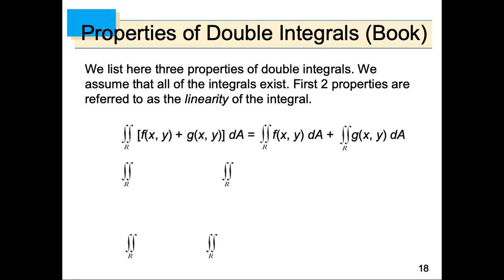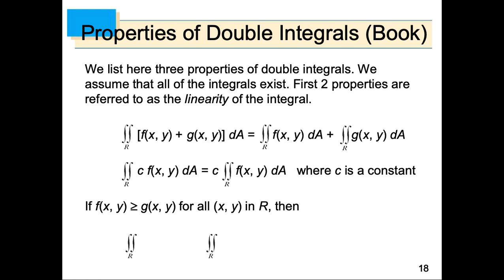For example, if you think back to Calculus 1, the integration of a sum is the same as the sum of integrations. So it's very similar to the linearity of the integral. Also, constants. I think we all know this. You can factor out constants if that's more convenient for you. And then finally, if the height of a surface is greater than the height of another surface, then obviously the volume of the higher surface is going to be also greater than the volume of the lower surface.